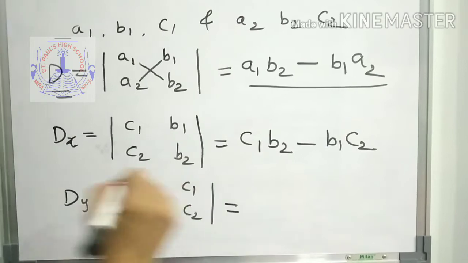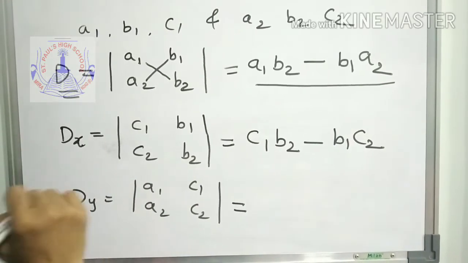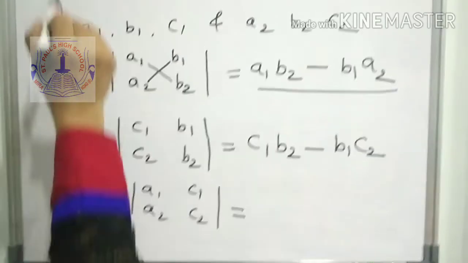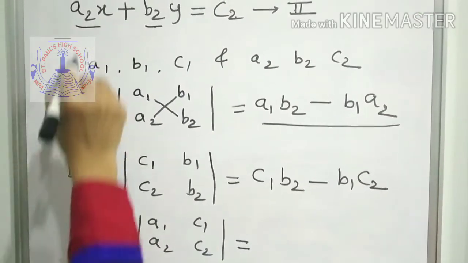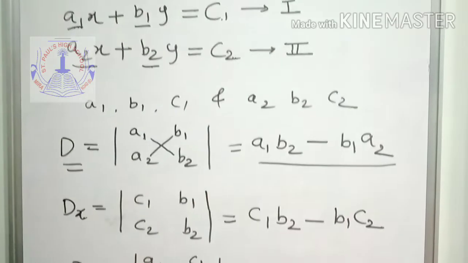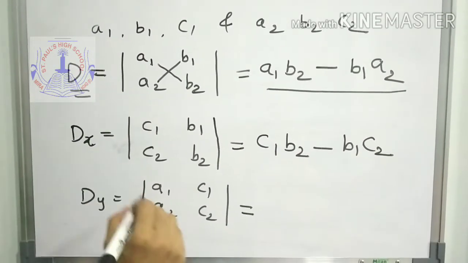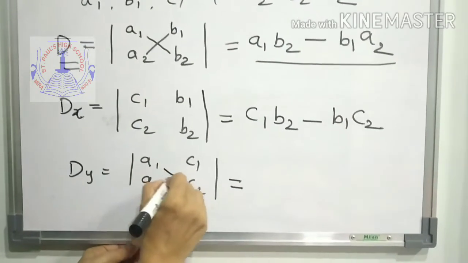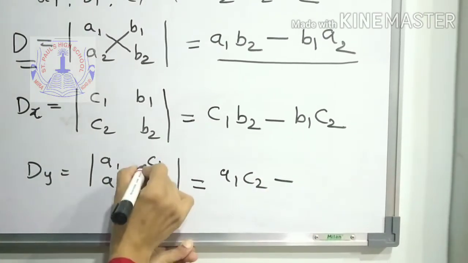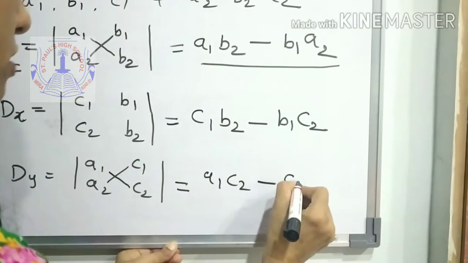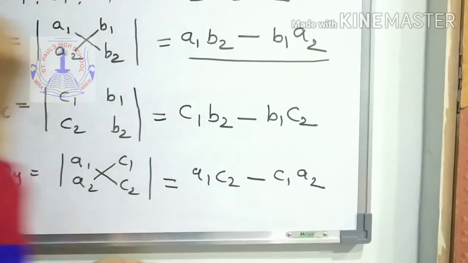In the same way, we need to find determinant dy. What is dy? a1, c1 and a2, c2. This way we write the determinant and find the value a1 c2 minus c1 a2.